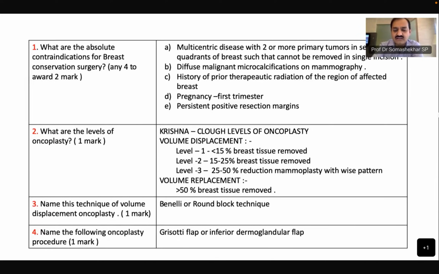Rest all is relative. BRCA is not, central quadrant is not, multifocality is not, size is not. You can give neoadjuvant chemo, downsize and still do breast conservation. I hope this point is clear.